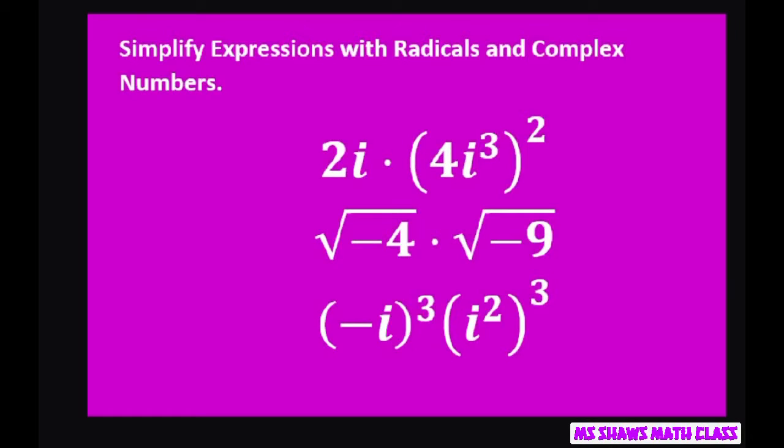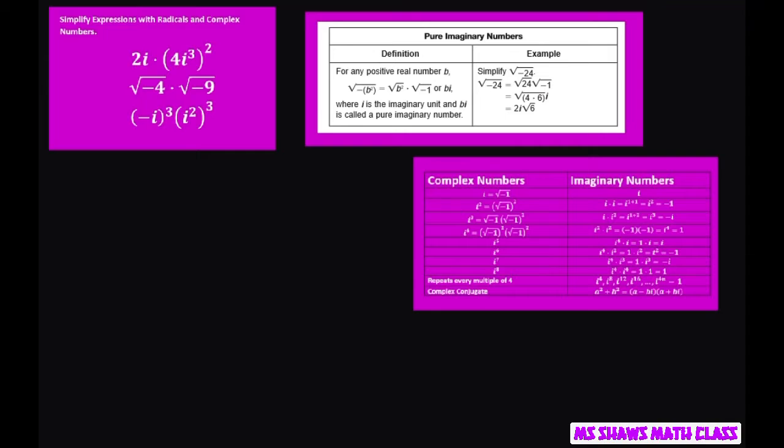Hey everyone, we're going to simplify expressions with radicals and complex numbers. These are the three problems that we're going to do, 1, 2, and 3. So we'll get started and do the first one.